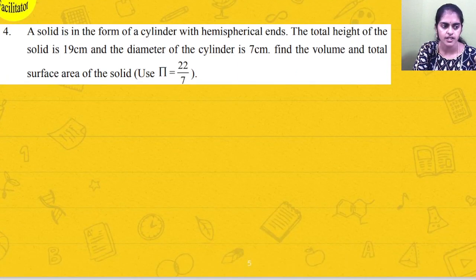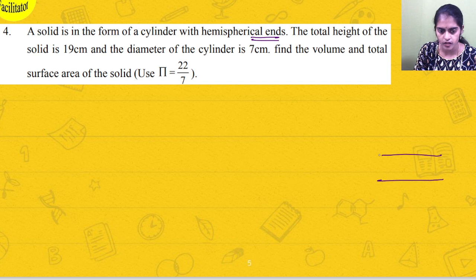Okay. See question number 4 now. A solid is in the form of a cylinder with hemispherical ends. Where is the hemisphere? The hemisphere is at the end. You have a cylinder with hemispherical ends. So this is the hemisphere and this is one more hemisphere at the end. So something like this.